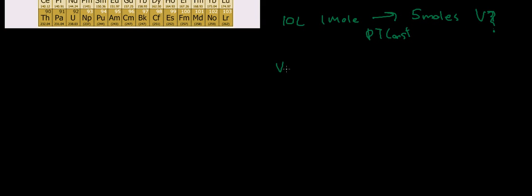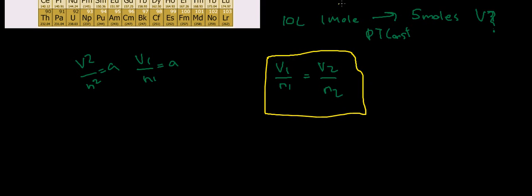Well, I'm just going to set up like I would any other gas law problem. Because of the constants, I can set both of these equal to the constant, therefore equal to each other. Volume 1 over the amount of moles 1 is equal to the constant. Volume 2 over the number of moles 2 is also equal to the constant. I can set them equal to each other, and this is how a lot of times Avogadro's law is written out.